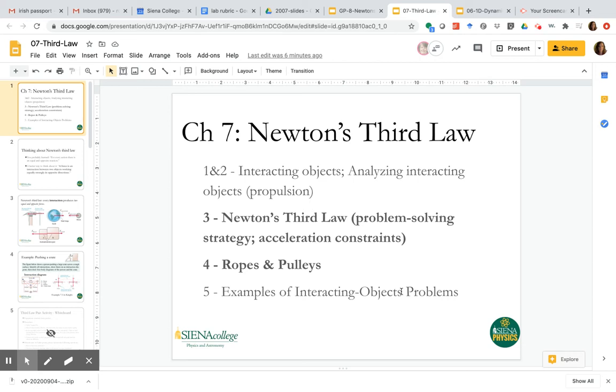Hey everybody, I'm going to talk to you about Newton's third law. It's chapter 7 in Knight. We've talked about the third law a little bit when we introduced forces, and now we're going to look at it in more detail and how it affects our problem solving when we do our force analysis.